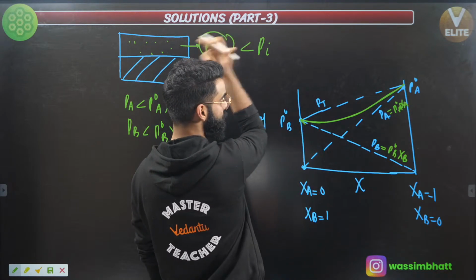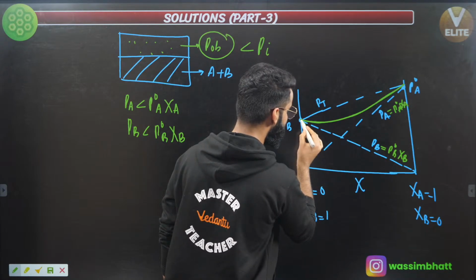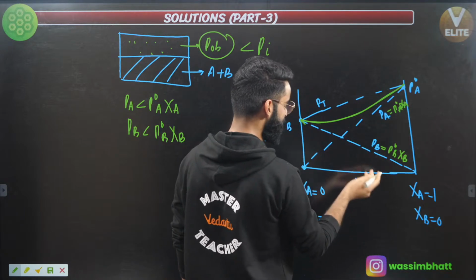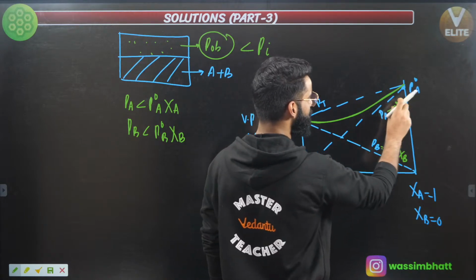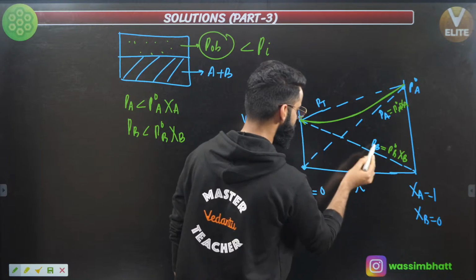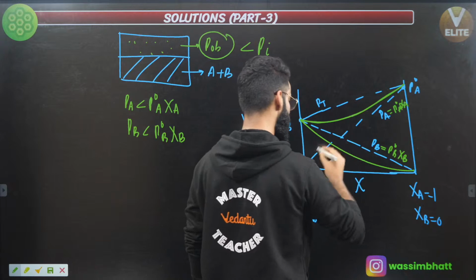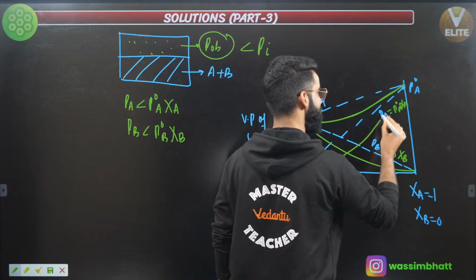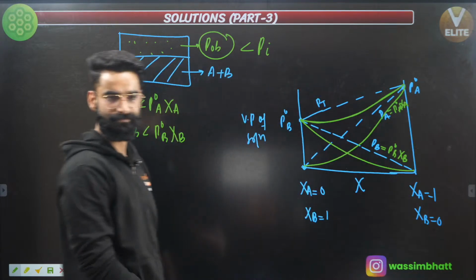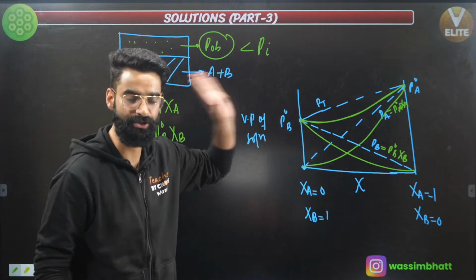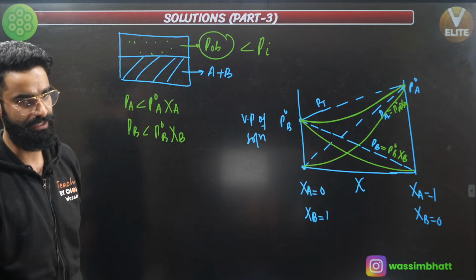But this is the solution which is non-ideal, showing negative deviation. So definitely PA as well as PB are going to be less than P naught A chi A and P naught B chi B. So PB will be like this, less than that of the ideal one. Similarly, PA is less than that of the ideal one. Correct? These are the curves which represent non-ideal solutions showing negative deviation.